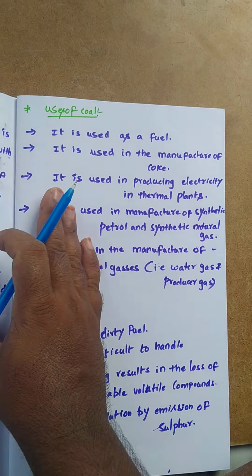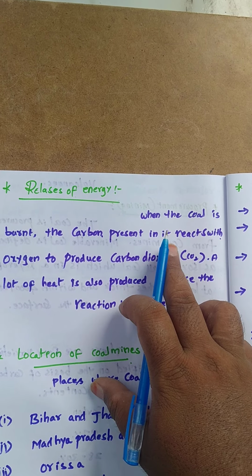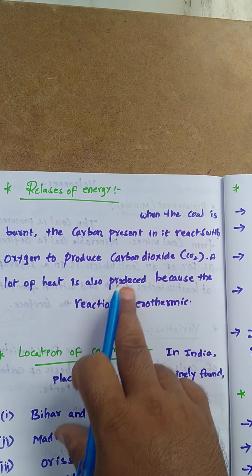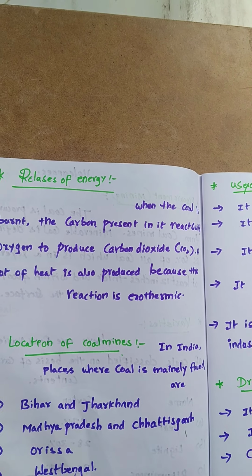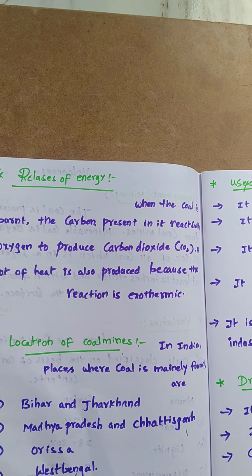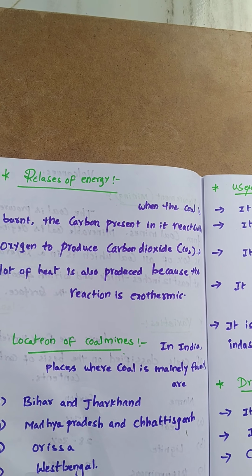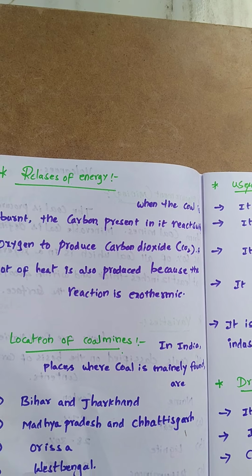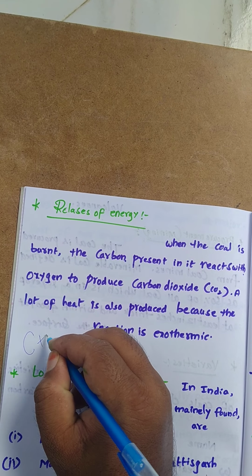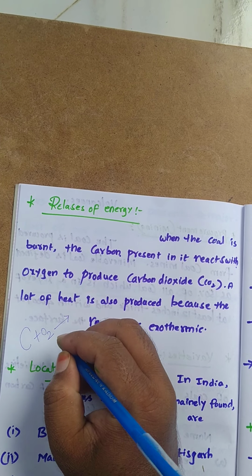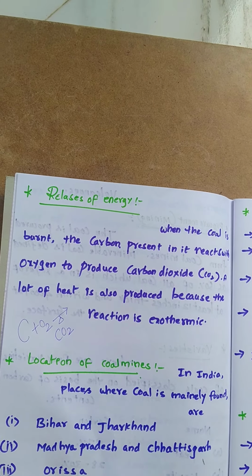Now I am going to discuss how it releases energy. When coal is burned, the carbon present in it reacts with oxygen to produce CO2, and energy is released. C plus O2 gives CO2, and a lot of heat is produced because it is an exothermic reaction.